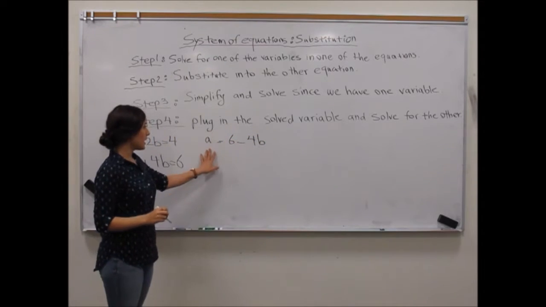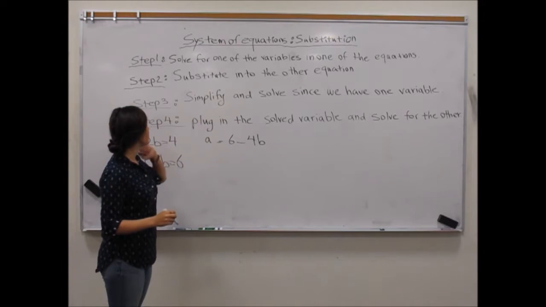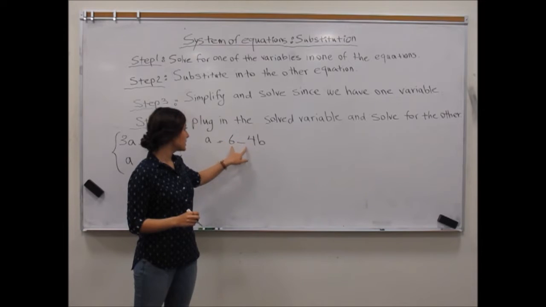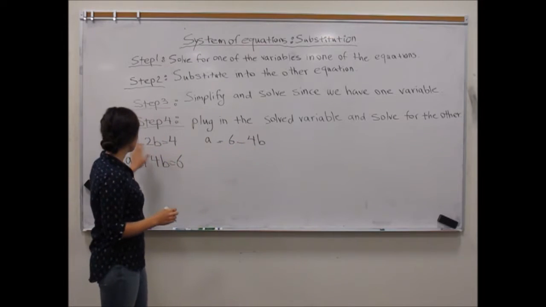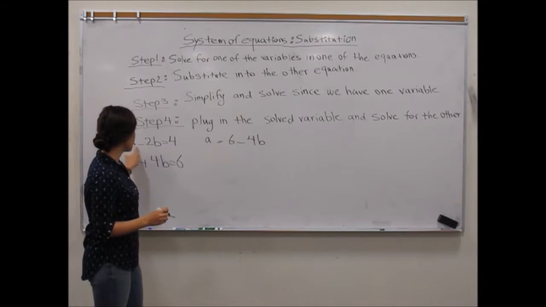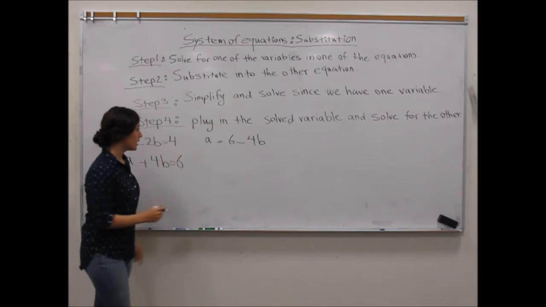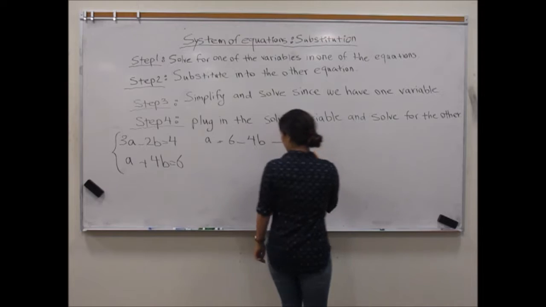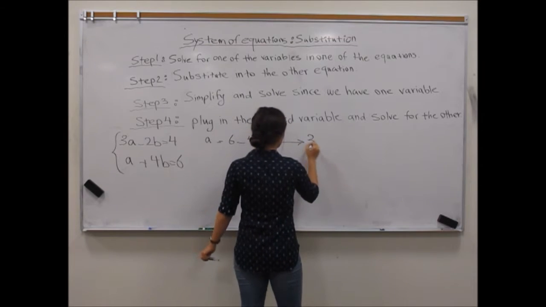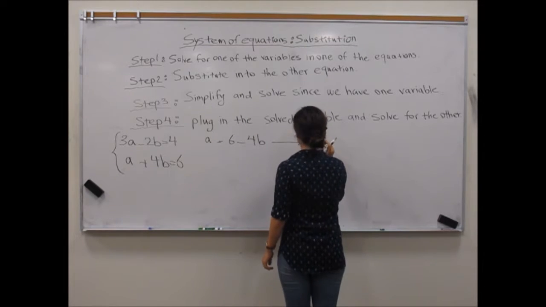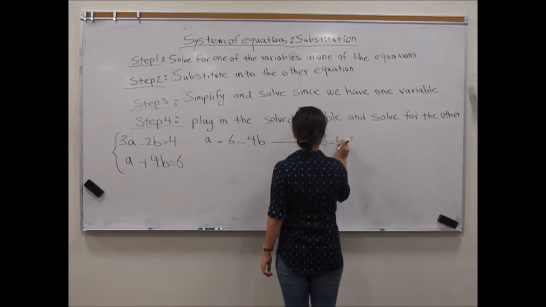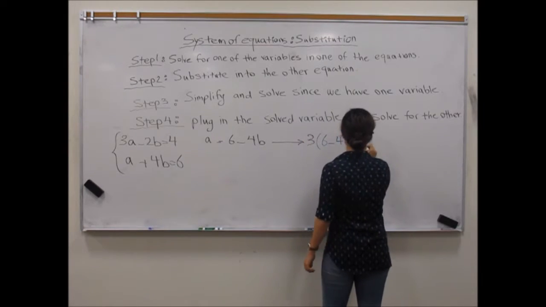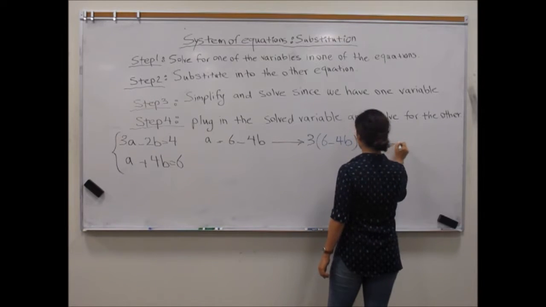So here I already did step 1, so I'm going to move to step 2. I'm going to substitute 6 minus 4b instead of a in the first one. So in 3a minus 2b equal 4, I'm going to have 3 times (6 minus 4b) minus 2b equal 4.